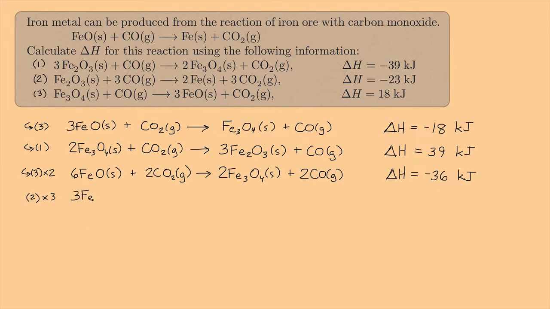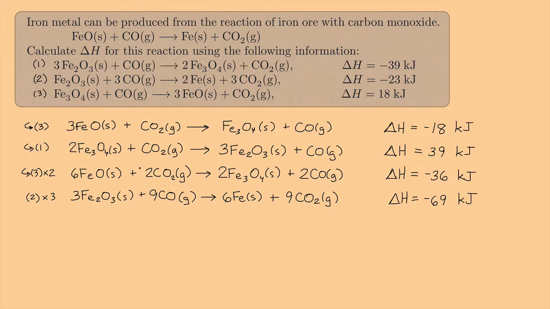So I'm going to get 3 Fe2O3 solid plus 9 carbon monoxide gas is going to give me 6 iron metal plus 9 carbon dioxide gas. And for the delta H, since I multiplied this equation by 3, I have to multiply this negative 23 kilojoules by 3, and I'll get negative 69 kilojoules.